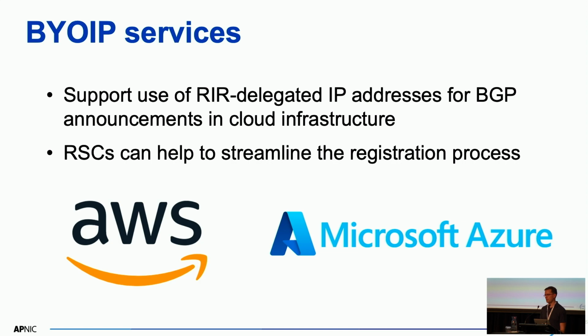So bring your own IP services, for those who aren't familiar, this is something offered by some of the larger cloud providers like AWS, Azure, and Oracle Cloud. And it allows the use of your own IP addresses that you've got, say, from a regional registry in BGP on the cloud provider's infrastructure. And there are a couple of different reasons you might want to do this, but the main one is that it allows you to avoid charges associated with use of the cloud provider's addresses.